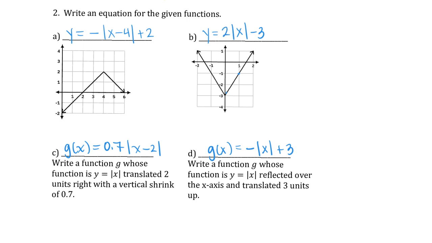Okay, for C, it said write a function g, so I called it g of x. 2 units right, shrink of 0.7. Okay, this one also said write a function g, so I made it g of x. Reflected over the x-axis, there's the negative, translated 3 units up, plus 3.